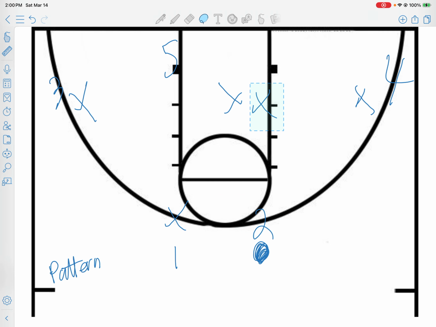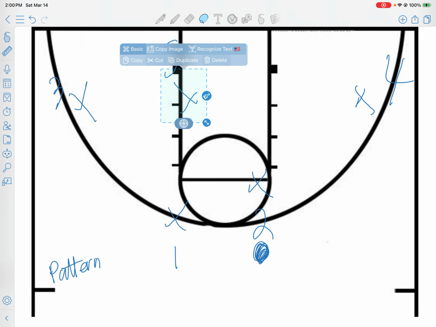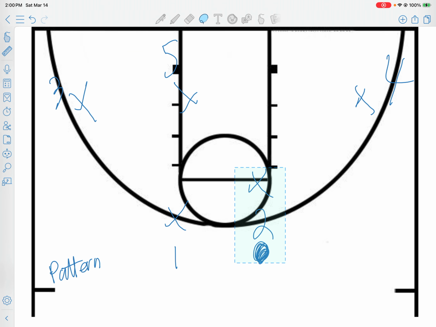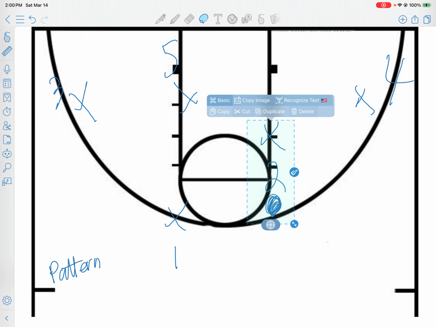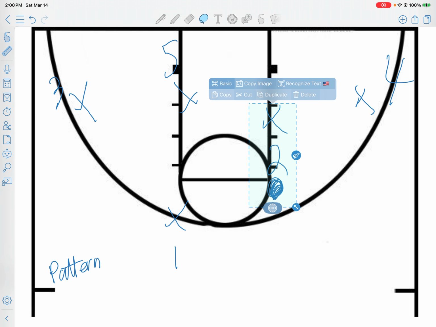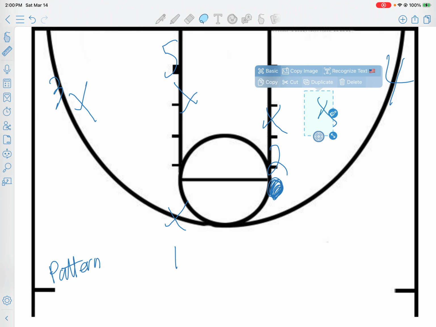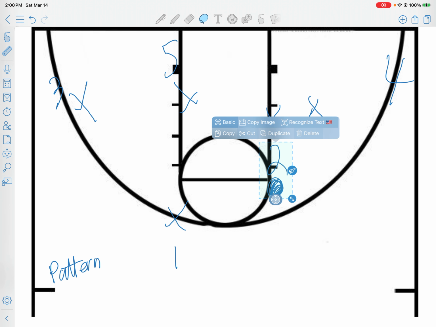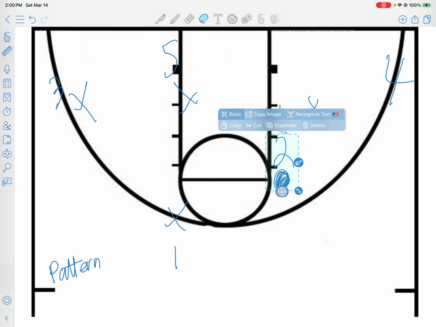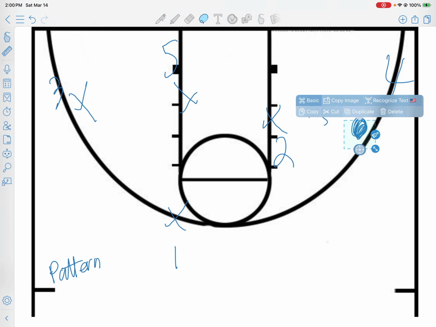Okay. This guy's here. You are back on your 5. Let's say that the 2 drives in, and the D follows. And now the help side comes in from the corner. The second job is done, right? You don't have to panic. Don't force a shot. Now the help side just told us that the open man is over here.